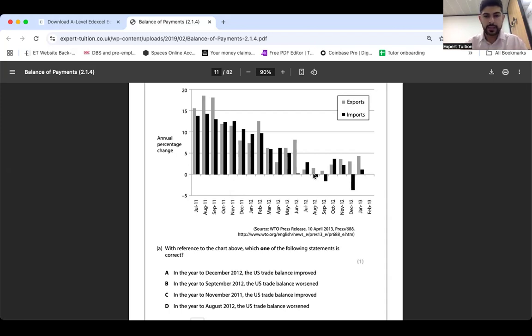In the year to August 2012, what's that over there? It says the trade balance worsened again. No, because in 2012, exports went up and imports went down. So the current account, the trade balance, would have got better.